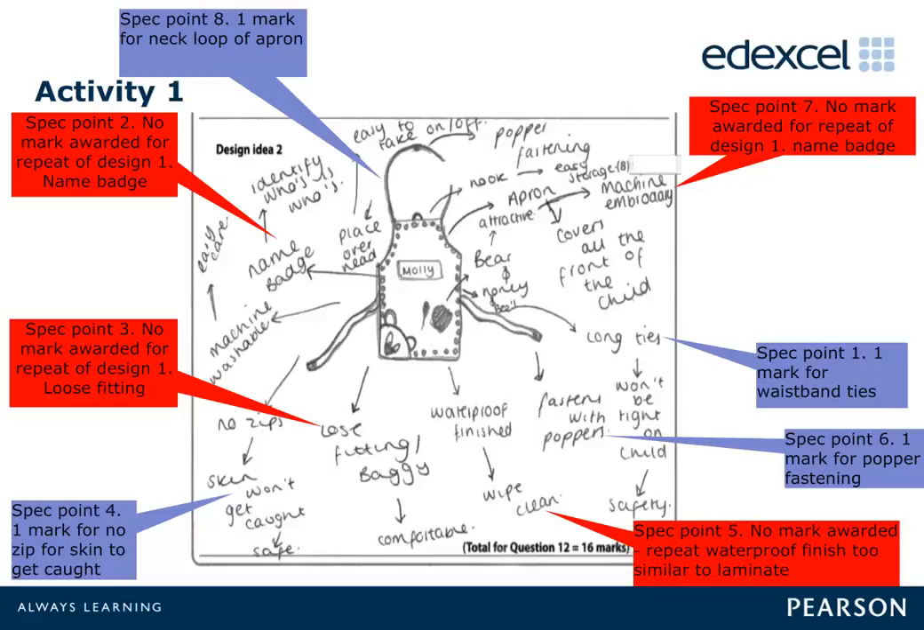The latter point meant examiners did not need to be concerned about an incorrect response of back fastenings, as the learner gives added detail of poppers attached to long ties. However, specification point 2 provides a repeat of design idea 1. The name badge annotation is too similar to the logo without another method of delivery, for example, applique.